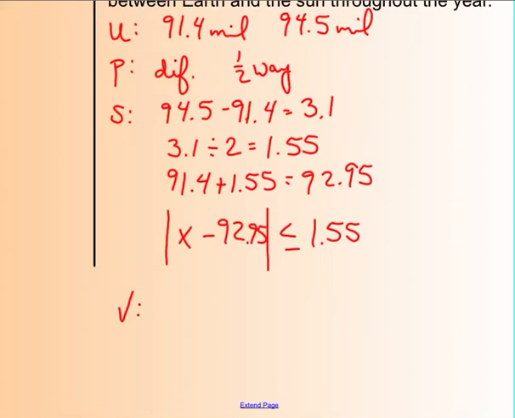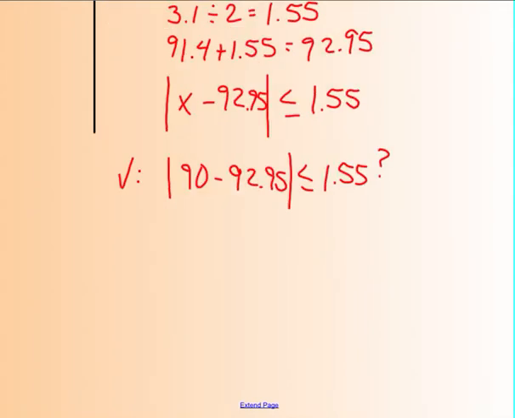So let's see what happens when we substitute 90 million miles in. The inequality better not be true. If it's true, we did something wrong and we'll have to go back and fix it. So let's see what happens. I'm going to put a little question mark because we're checking. And if I do 90 minus 92.95, I get -2.95. The absolute value of that, of the negative 2.95, is not less than or equal to 1.55.